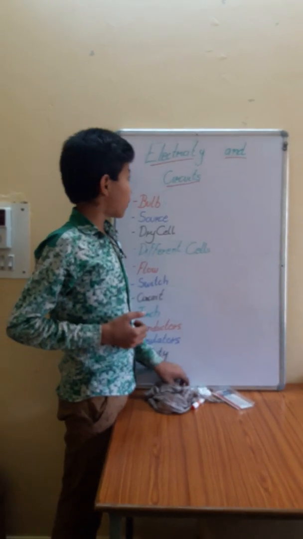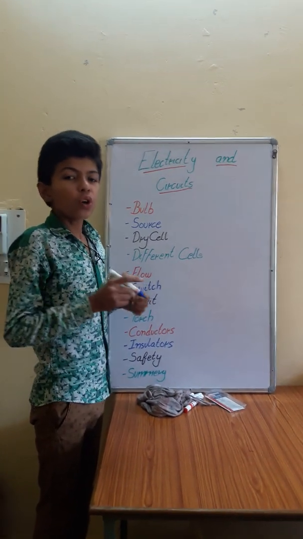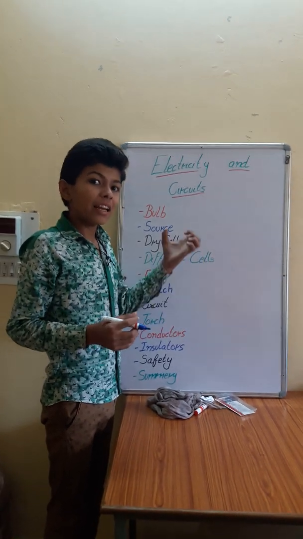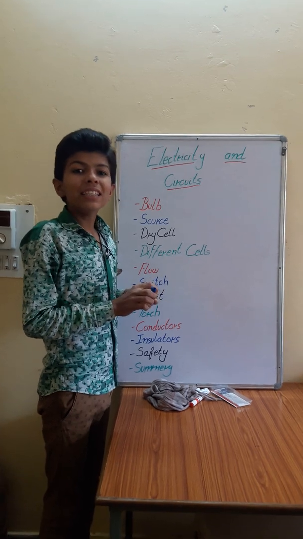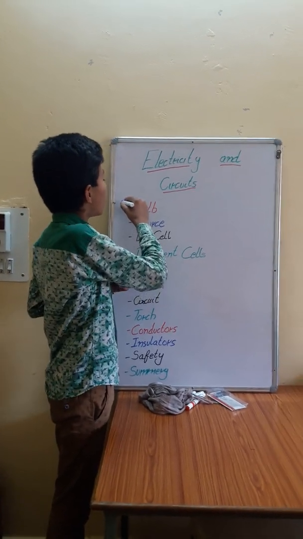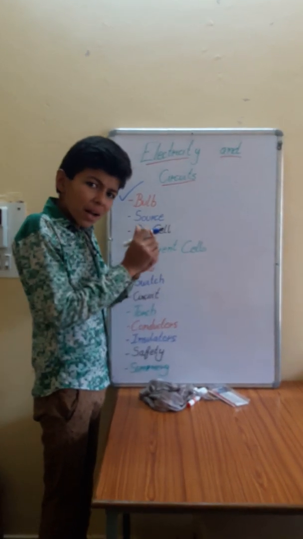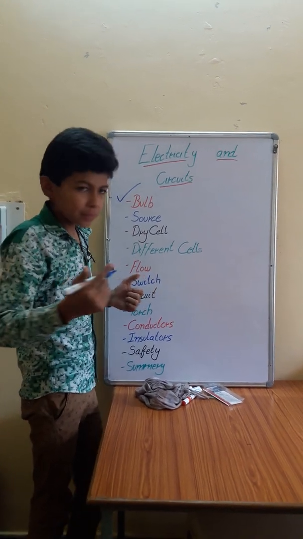Today we are going to learn about electricity and circuits. Electricity is all around us, from the bulb that gives us light to the air conditioner that gives us a cool breeze. First we have the bulb. What is a bulb? A bulb produces light and heat.